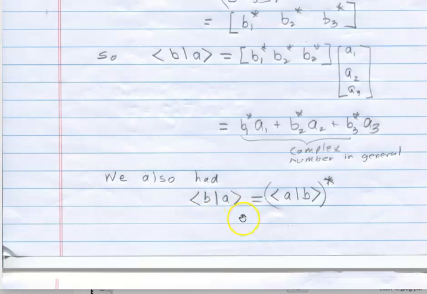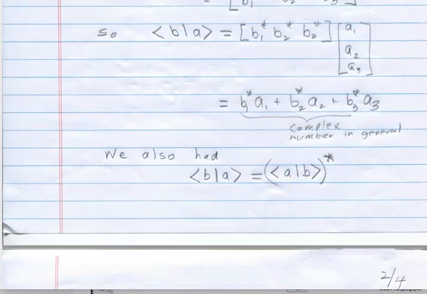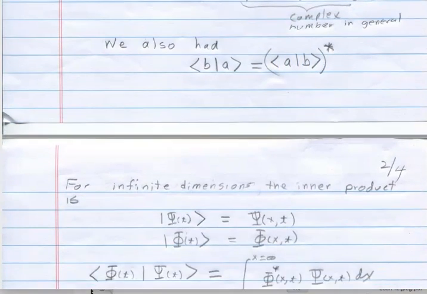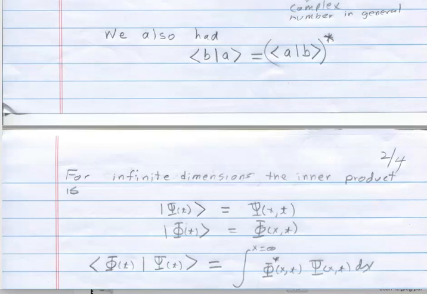Remember, we had this relationship, which we demonstrated to some degree of generality: if I interchange the order of A and B, they're related by a complex conjugate. The inner product of B and A is the complex conjugate of the inner product of A and B. For infinite dimensions, the situation is virtually identical. It just looks a little bit different.